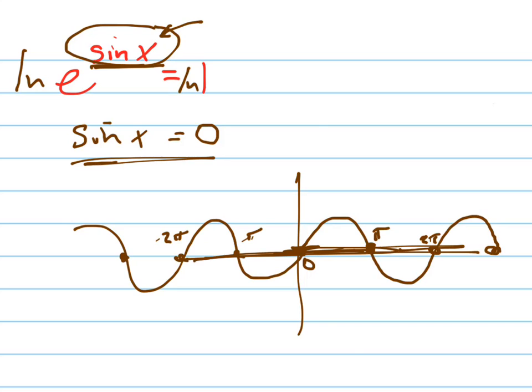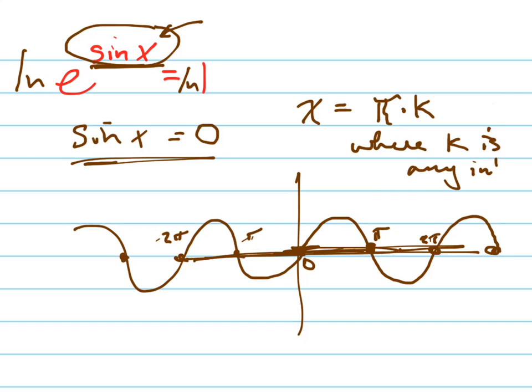Best way to write that is x equals pi times k, where k is any integer. Because what can k be? It can be 0. That's an integer. It could be 1, 2, 3, or negative 1, negative 2, negative 3. So there's your answer.